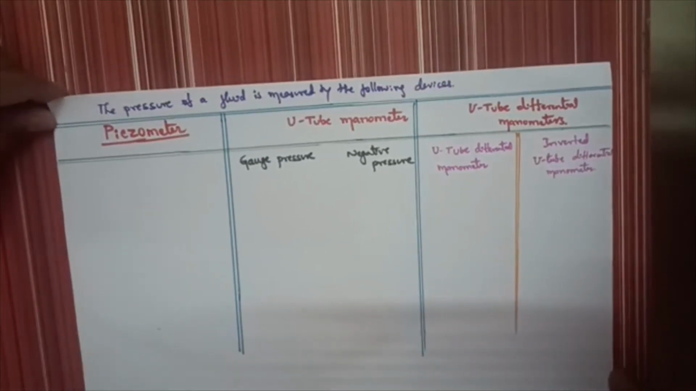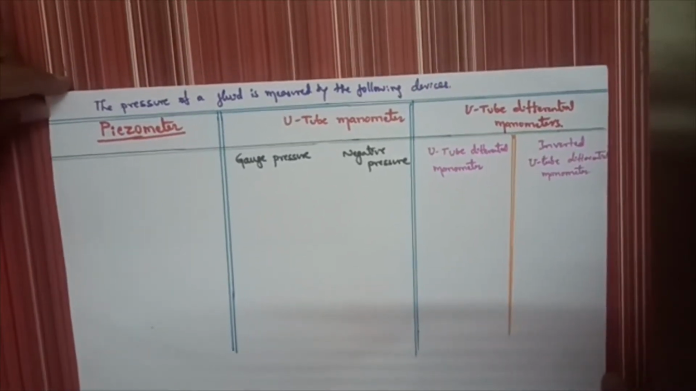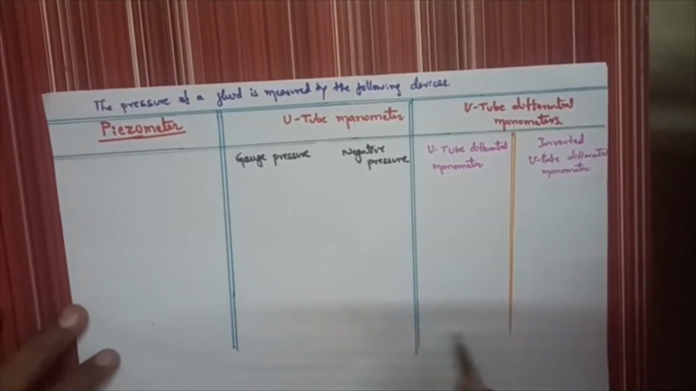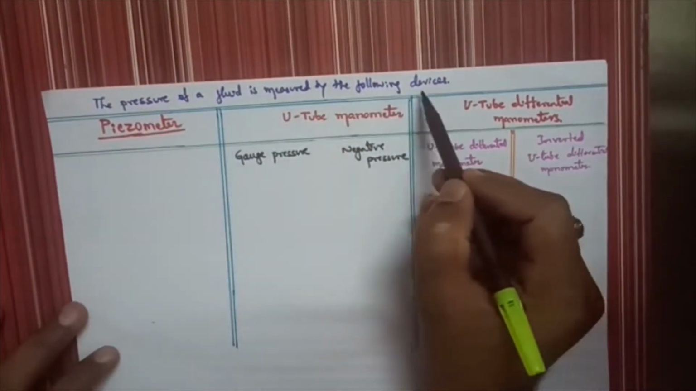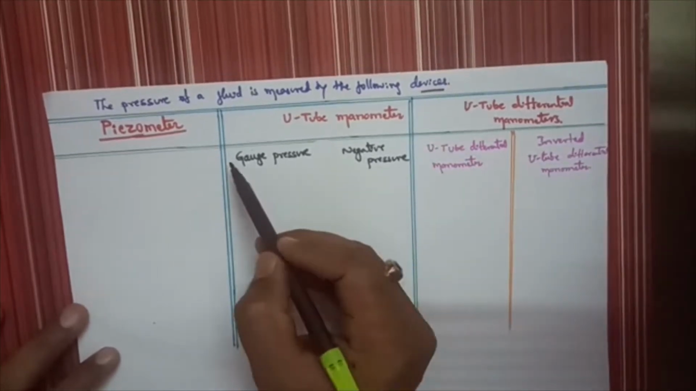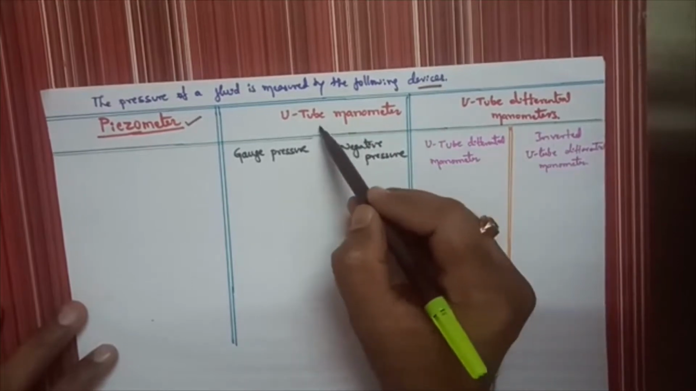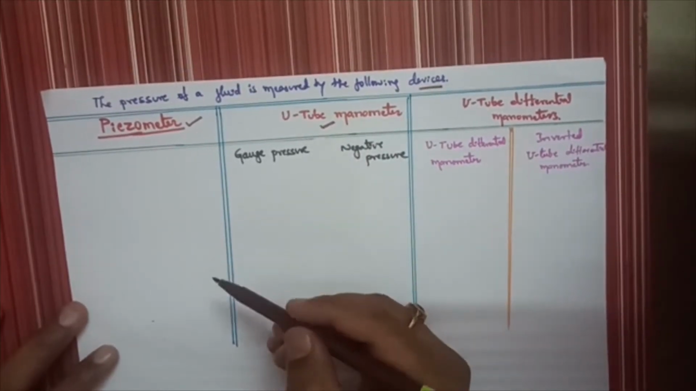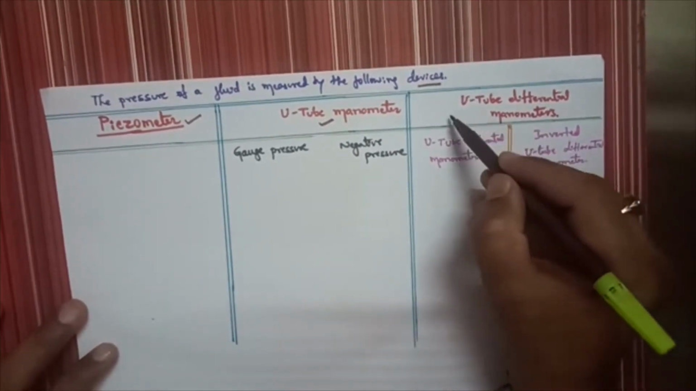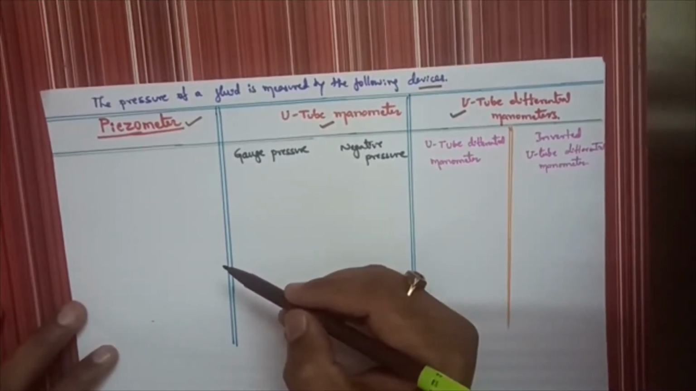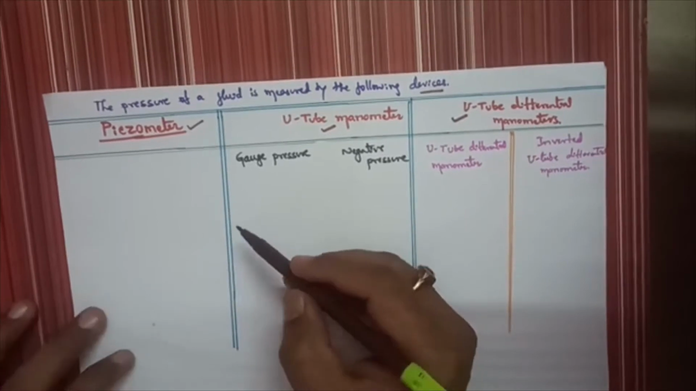Dear students, in today's class we will discuss the different types of manometers. We know the pressure of a fluid is measured by the following devices. Piezometer is also a device used for measuring the pressure. U-tube manometer is also a device used for measuring the pressure, and U-tube differential manometer is also used for measuring the pressure of a fluid. What is the difference between these three types?